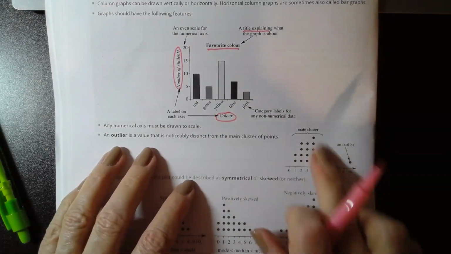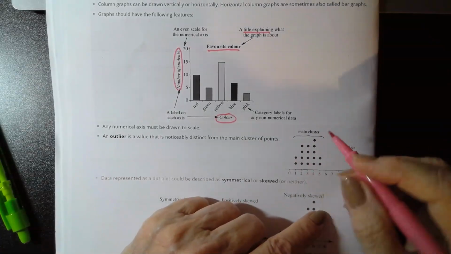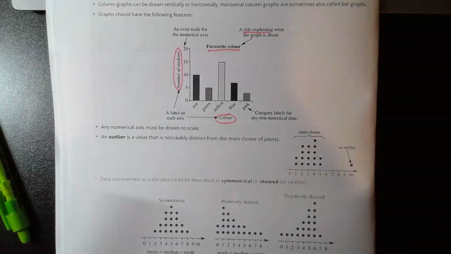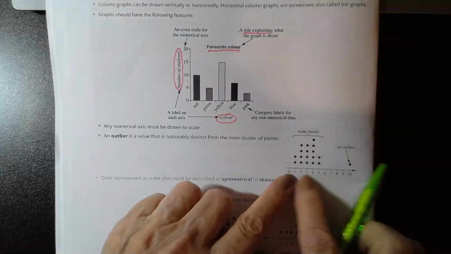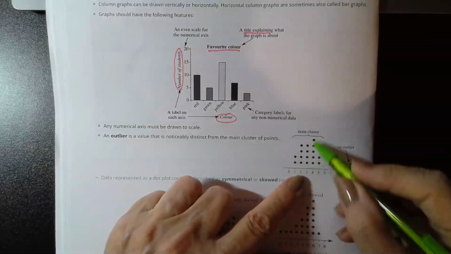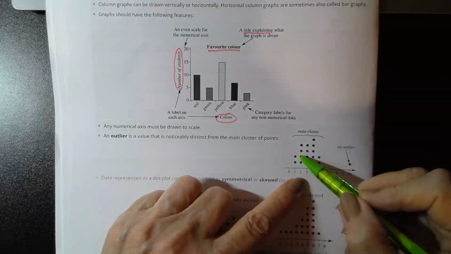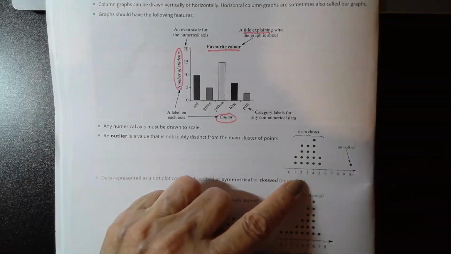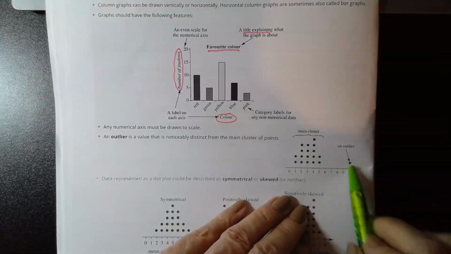And so this thing's a dot plot. So a dot plot looks a lot like a column graph, except each dot represents one piece of data, and those are numerical. So there's numbers down here, and I don't have an axis here. I just look at the dots and count them. So if I wanted to know how many 2s there were, I'd go 1, 2, 3, 4. There's 4 2s.